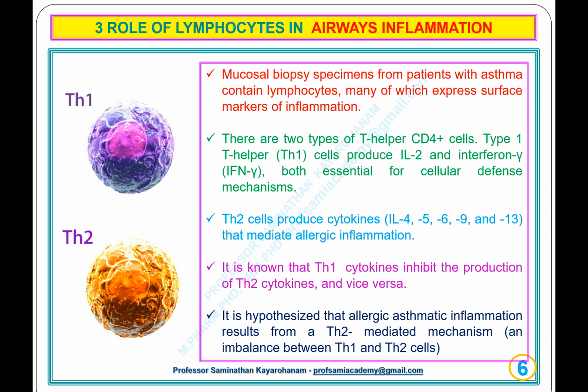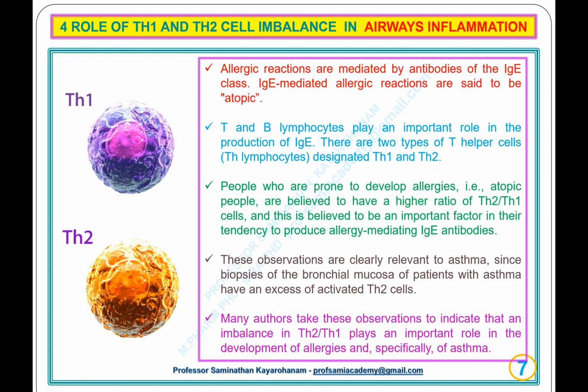Th2 cells produce cytokines, interleukin 4, 5, 6, 9, and 13, that mediate allergic inflammation. It is known that Th1 cytokines inhibit the production of Th2 cytokines, and vice versa. It is hypothesized that allergic asthmatic inflammation results from a Th2-mediated mechanism, an imbalance between Th1 and Th2 cells.